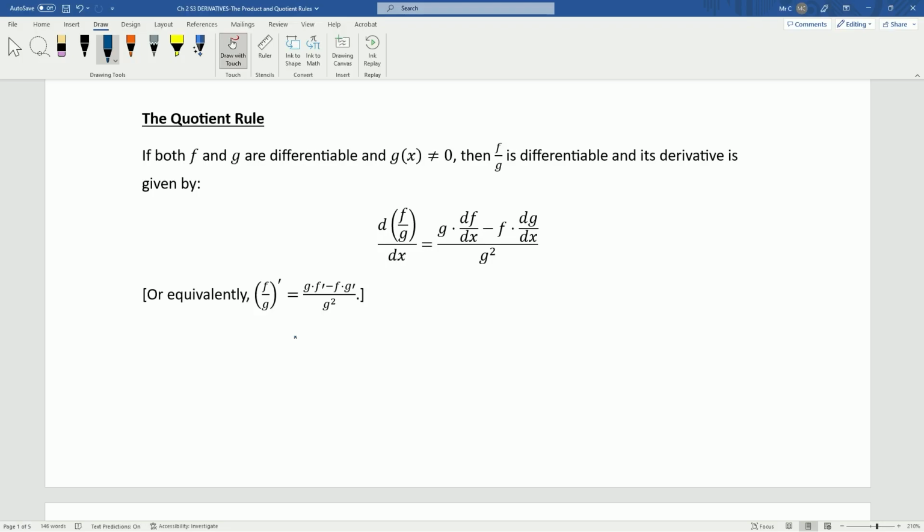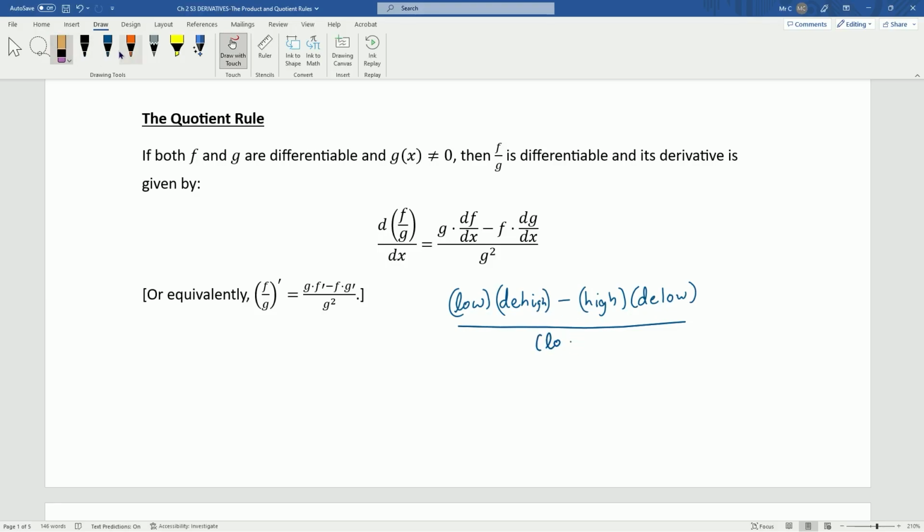So I've heard many different little catchy phrases to help memorize the quotient rule. So I'll just put one of those down here in case it helps. So I've often seen: low d high minus high d low over low squared.